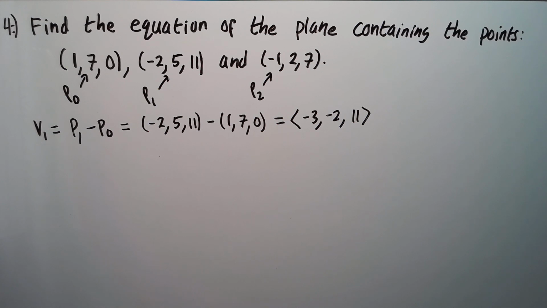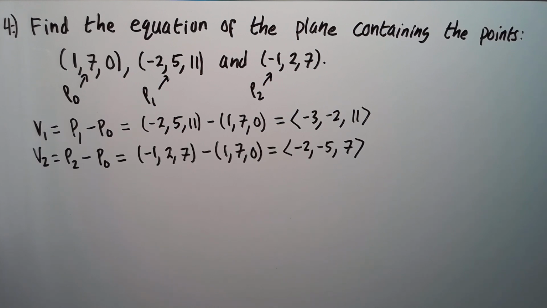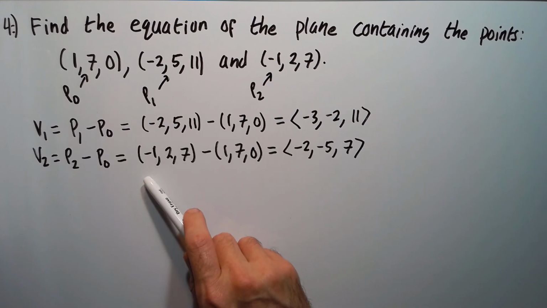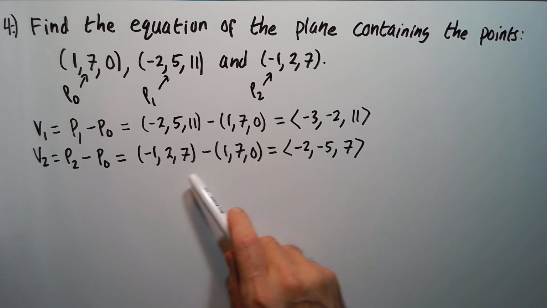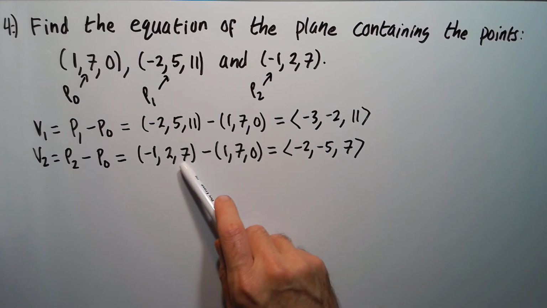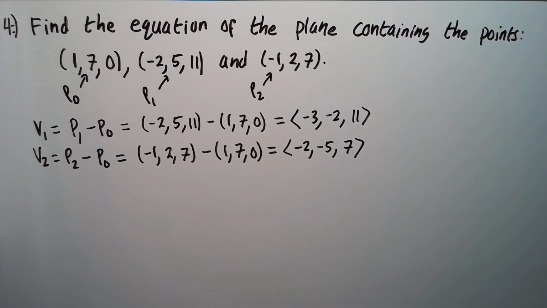Let's do V2 next. V2 is defined to be P2 minus P0. Okay, so then my P2 is (-1, 2, 7). Then subtract my P0, (1, 7, 0). -1 minus 1, so -2. 2 minus 7, -5. 7 minus 0, 7. Okay, now we have to do the cross product of V1 and V2.